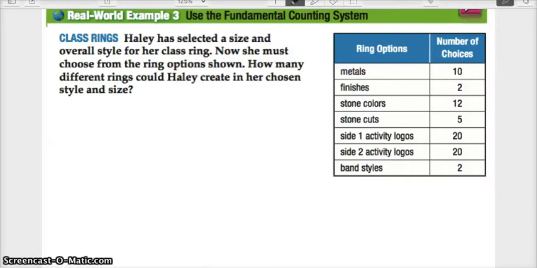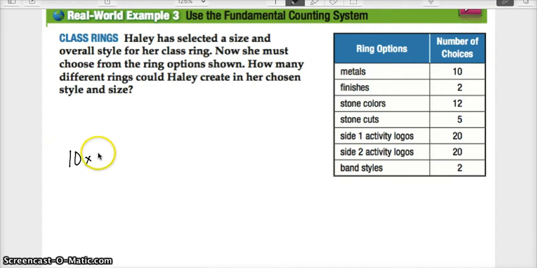We see that she's got 10 choices of metal, 2 choices of finishes, 12 different stones, 5 stone cuts, side 1 activity logo, there's 20 different things she could have, like baseball and soccer. And side 2, again, 20 different ones, like, I don't know, drama or whatever. And then band style, she's got 2. So how many different types of rings could she choose, given all of the different choices?